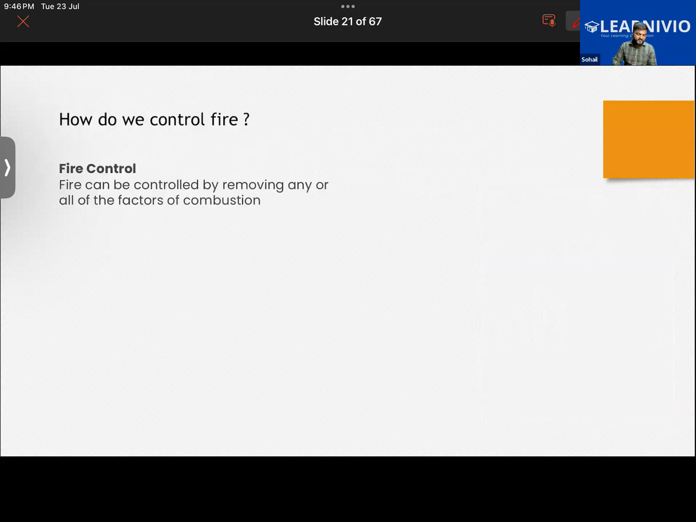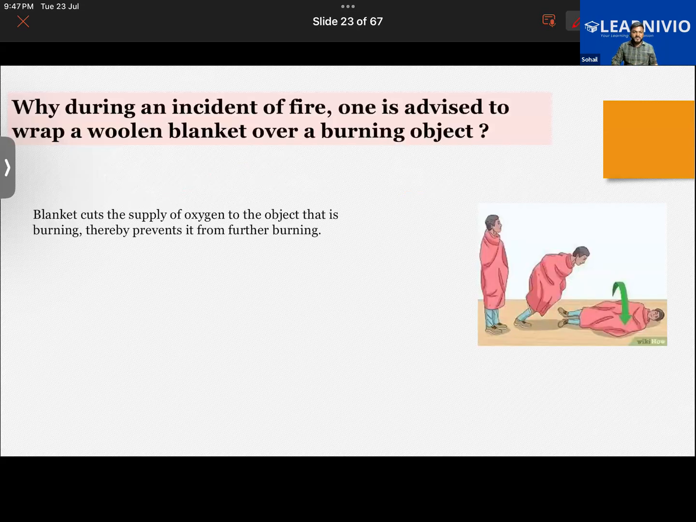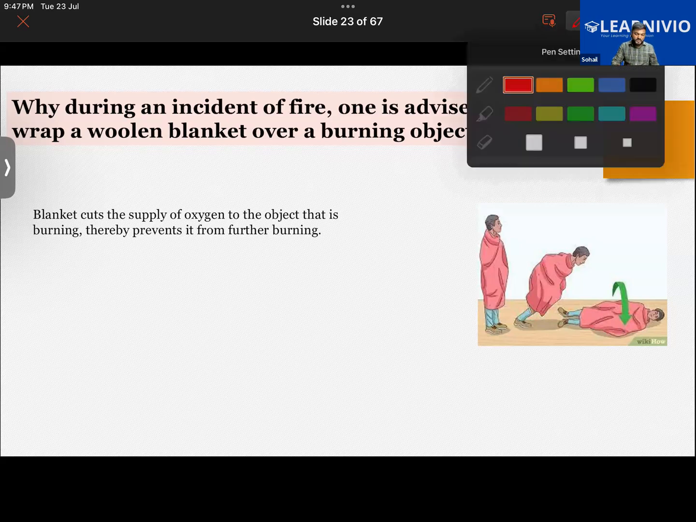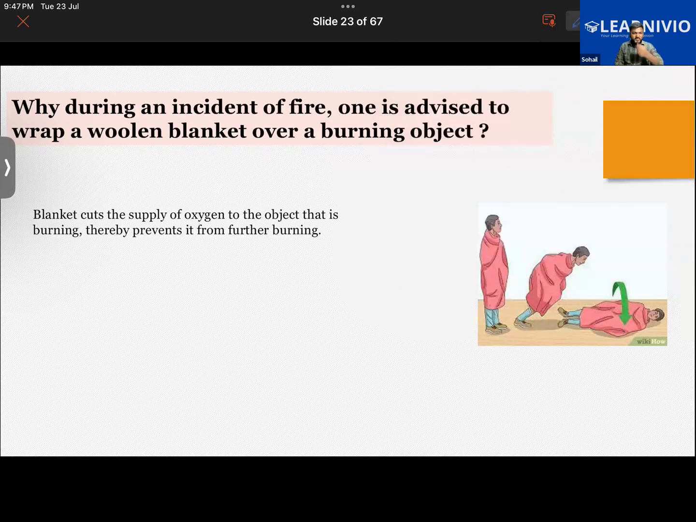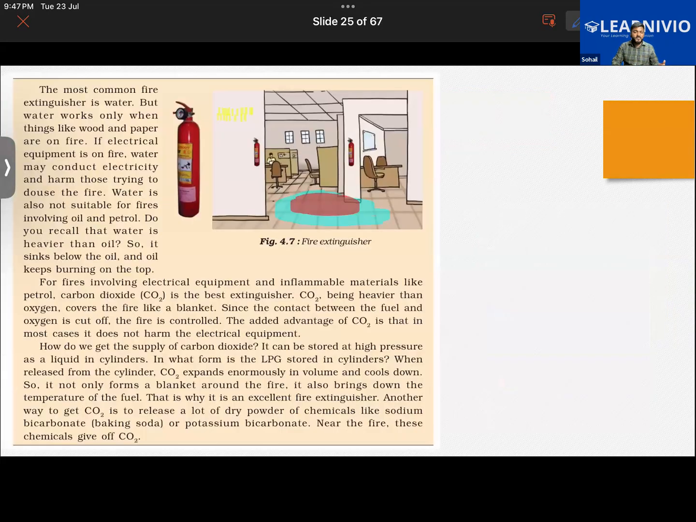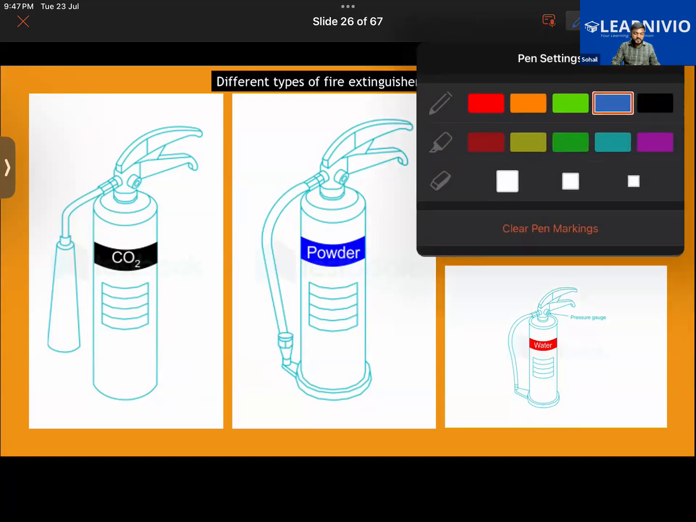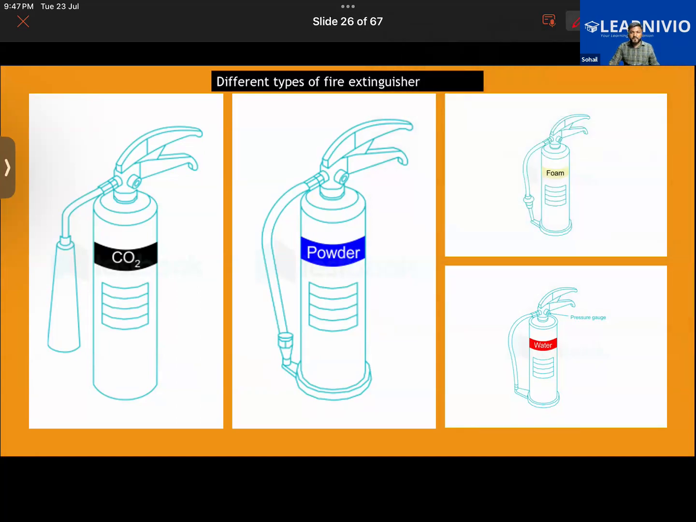We did learn about fire and how do we control the fire. Why, during an incident of fire, does one have to be covered with a blanket? Because that will simply cut off the contact of oxygen, generally air, with the fire. We did learn about different types of fire extinguisher.